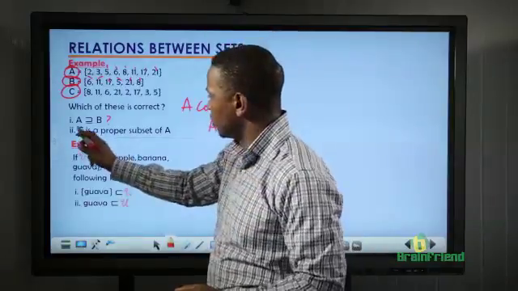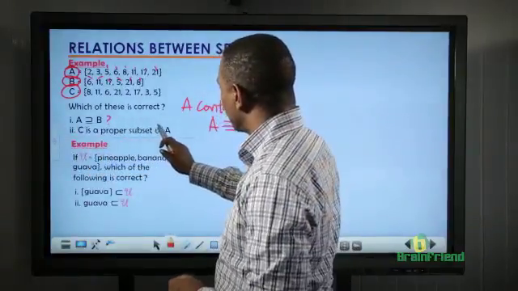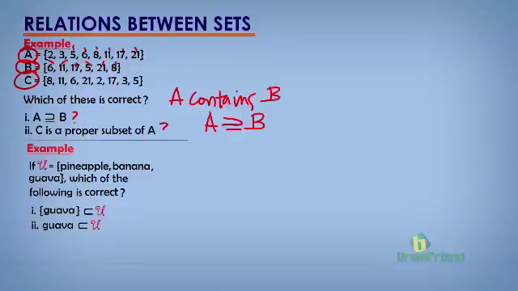Let's take a look at the other situation here. C is a proper subset of A. Is this a correct statement? Let's compare our set C again and our set A. If we take note, 8 here, which is an element of C, is also present in A. 11 is present in both sets. 6 is present in both sets. 21 present in both sets. 2 present in both sets. 17 present in both sets. 3 present in both sets. And 5 is also present in our set A.